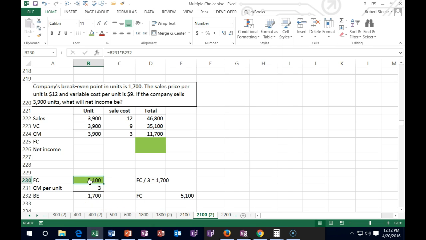That now is our fixed cost. So now we had to find the fixed cost, and that's going to be the 5.1. And now we can finally get to our net income, which is going to be where we were before, the contribution margin of 11.7 minus the 5.1. So that one is a little tricky to back into a few things there.